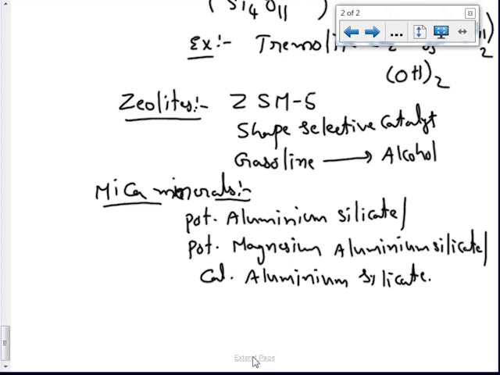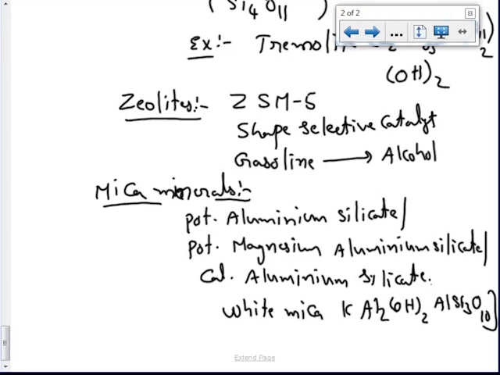An example for mica is white mica. White mica formula is potassium aluminum silicate, KAl2(AlSi3O10). This is the group 14 elements.